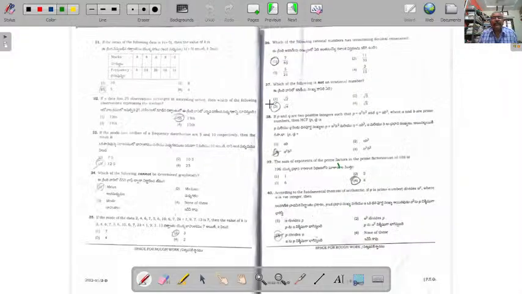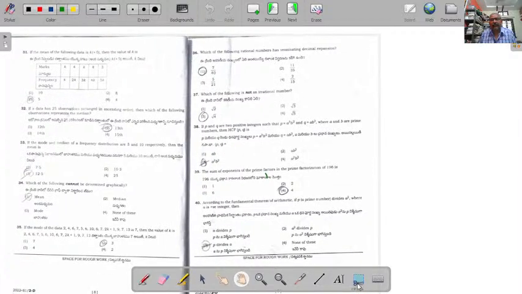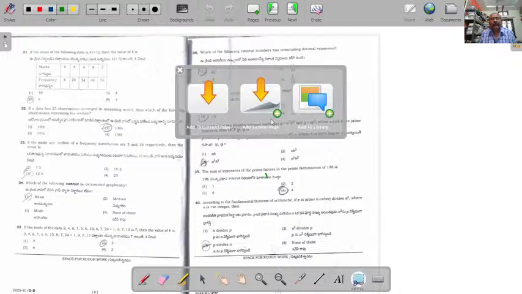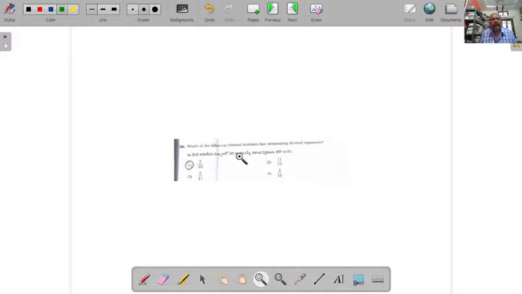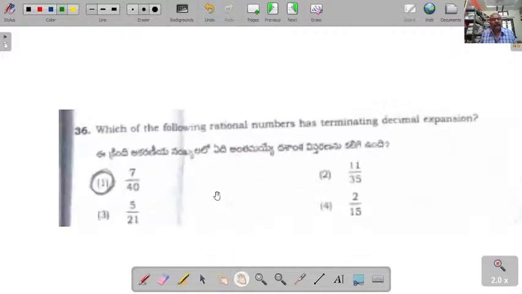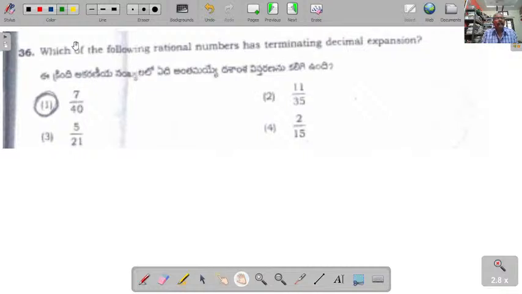So the 35th question has been completed. Now let us move to the 36th question. Let me read the question. Which of the following rational numbers has a terminating decimal expansion?